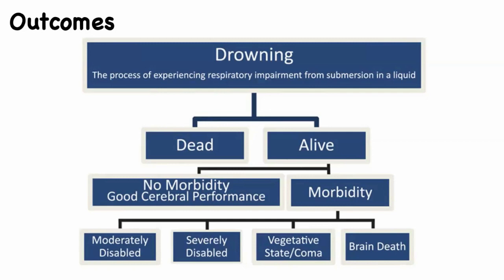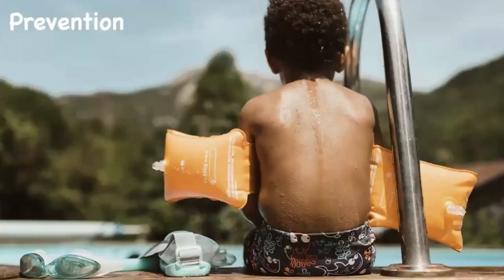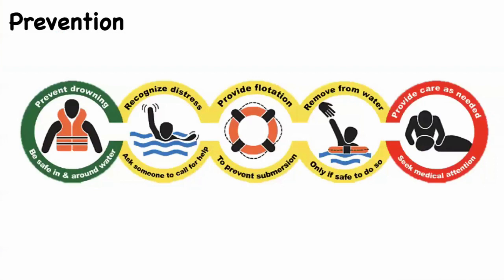So these are all of the outcomes of drowning. Obviously, we want someone that's alive with no morbidity, no long-term cardiovascular or pulmonary dysfunction, and a good brain activity. So how do we make sure that we have good outcomes and we actually don't have drownings? Well, prevention is very important.